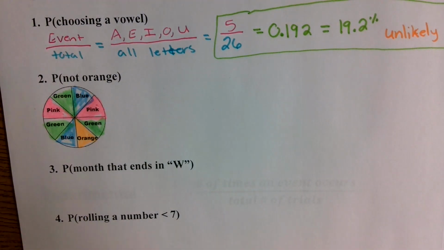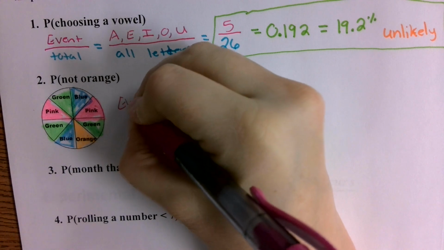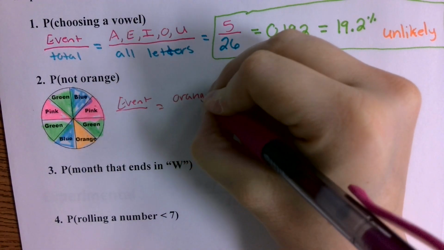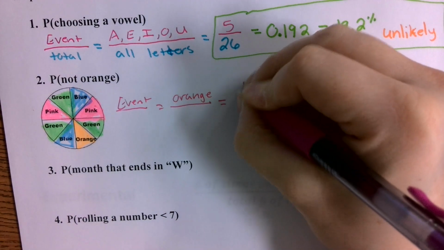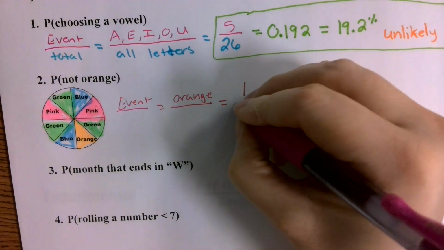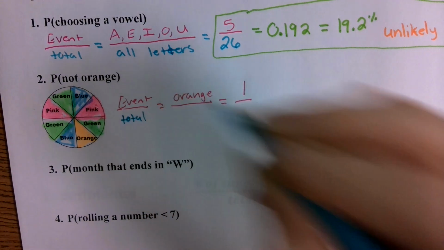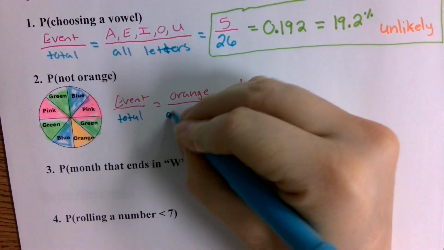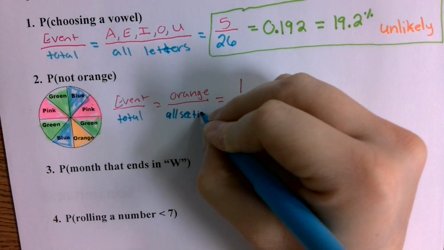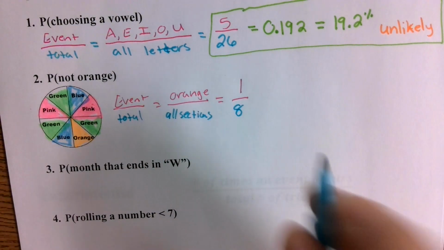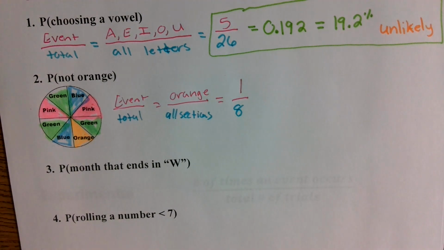Okay, so based off of here, how many oranges? So remember, we're going to set it up as the event, which happens to be orange, which happens to be just one orange. There's only one orange out of the total, which happens to be all the sections on the spinner. How many sections are on the spinner? 8. So there's our fraction. Our fraction is 1 over 8.